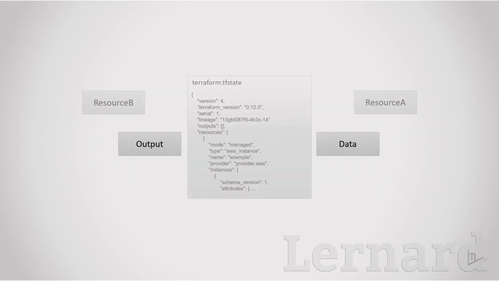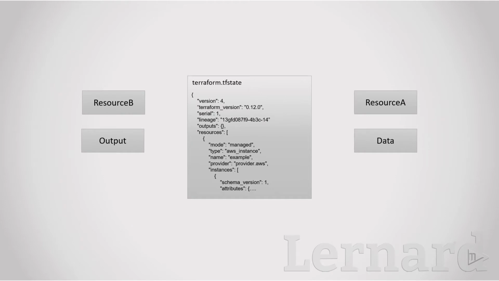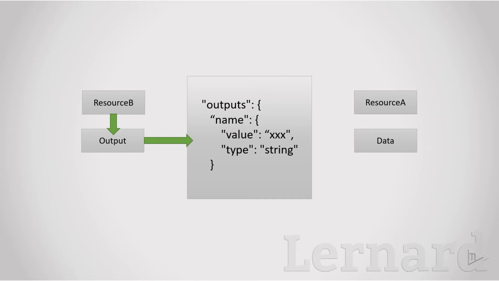Let's split that stack of resources out into a simple case of just two, A and B. When resource B is applied, it generates an output, which is given a name and stored in its TF state file. When resource A is applied, the data source has been configured to read the TF state and take the information in the output for use in its own code.